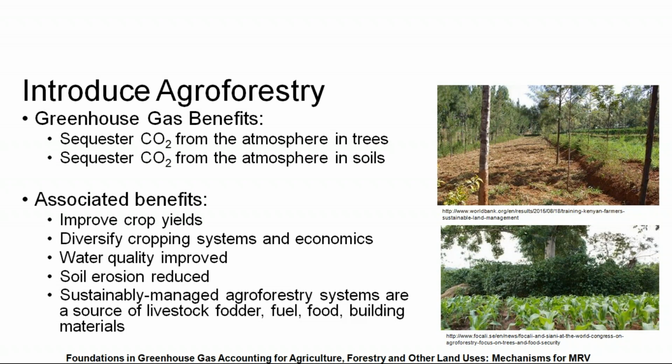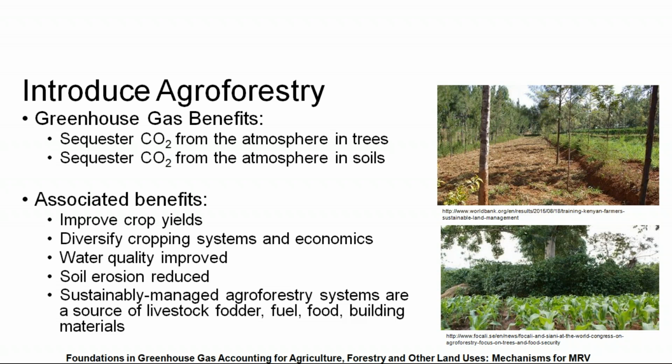And then we've already looked at the agroforestry part. So of course we get the carbon sequestration in the trees and the soils when we add our agroforestry species. There are associated benefits with agroforestry, diversifying your cropping systems, your economics, improving water quality, reducing soil erosion, and sustainably managed agroforestry systems, again, are a good source of livestock fodder, fuel, food, building materials. And in this case, fuel wood was a very important one.